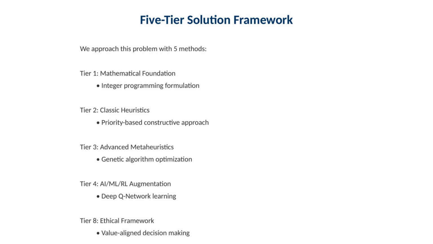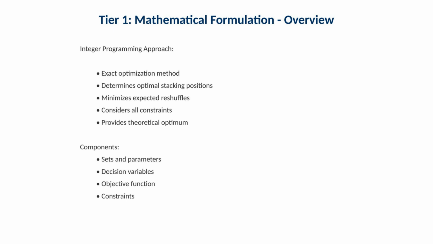We tackle this problem using multiple tiers. Tier 1 builds a complete mathematical baseline model for stacking decisions and reshuffle logic. Tier 2 provides a classic fast heuristic that can be executed continuously. Tier 1 frames stacking as an integer programming model. The model chooses a storage location for every container and explicitly represents the blocking relationships that create reshuffles. The objective is straightforward in words: minimize the number of reshuffles. The hard part is enforcing the real stacking geometry and connecting it correctly to departure order so reshuffles are derived from the layout, not guessed.